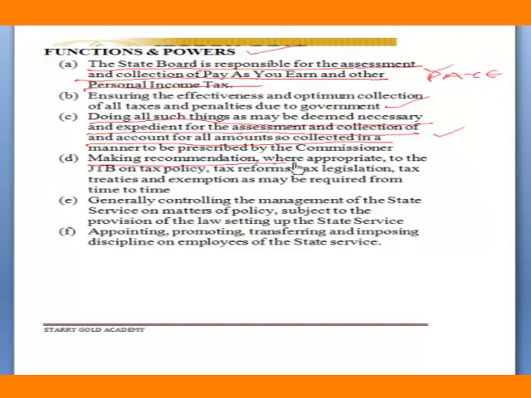Making recommendation where appropriate to the Joint Tax Board on tax policy, tax reforms, tax legislation, tax treaties, and exemptions as may be required from time to time. So they have the responsibility of carrying out this. When it comes to tax policy, tax reforms and legislation, they make input. They make recommendation. So the Joint Tax Board wouldn't take any decision on these issues without making reference to the states. And here the states come into play.